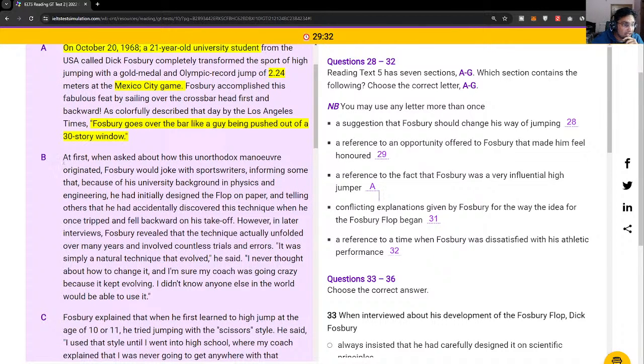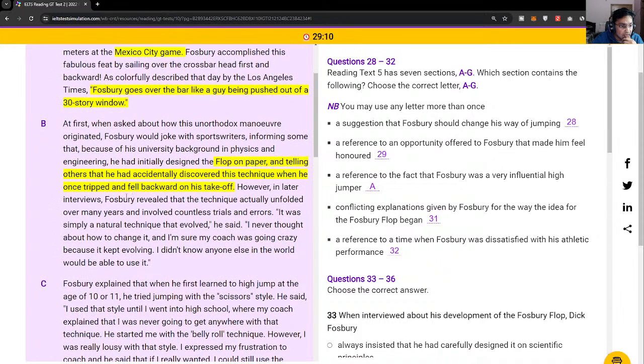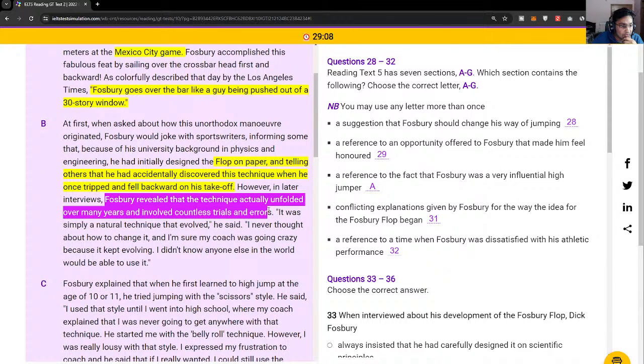Let's have a look at B. At first, when asked about how this unorthodox maneuver originated, Fosbury would joke with sports writers, informing some that because of his university background in physics and engineering, he had initially designed the flop on paper, and telling others he had accidentally discovered his technique when he once tripped and fell backward. So highlight this. In later interviews, Fosbury revealed that the technique actually evolved over many years.